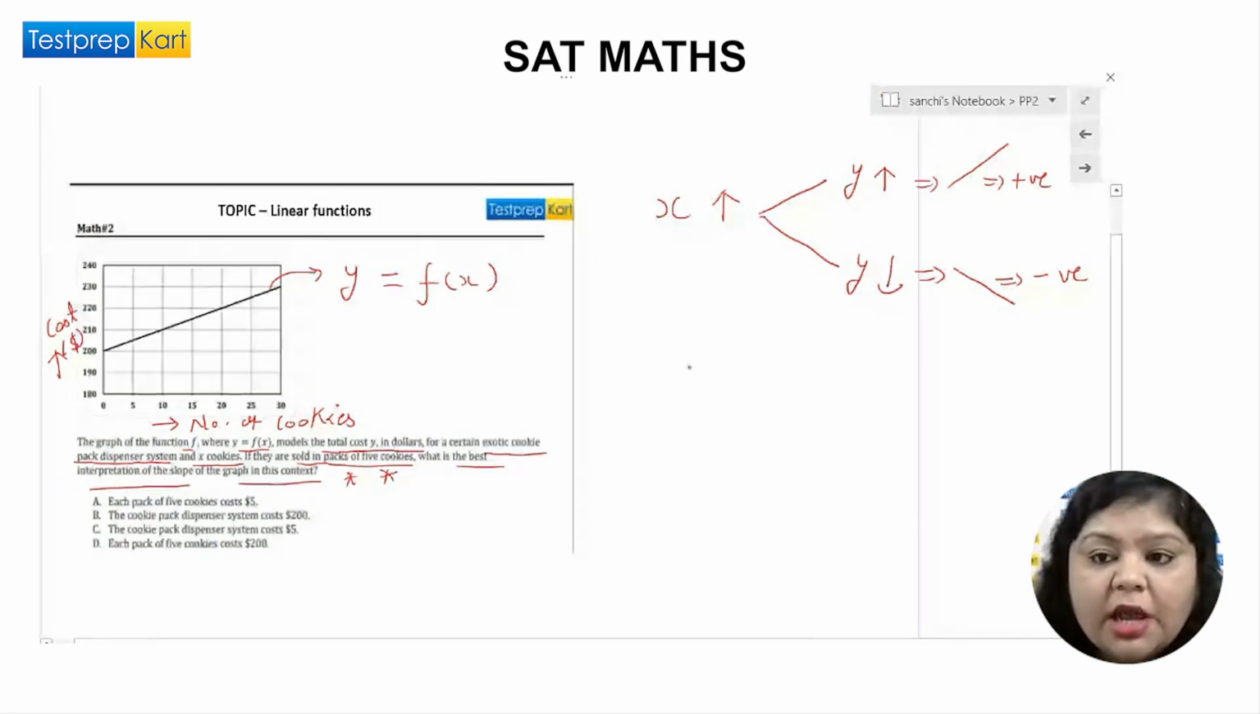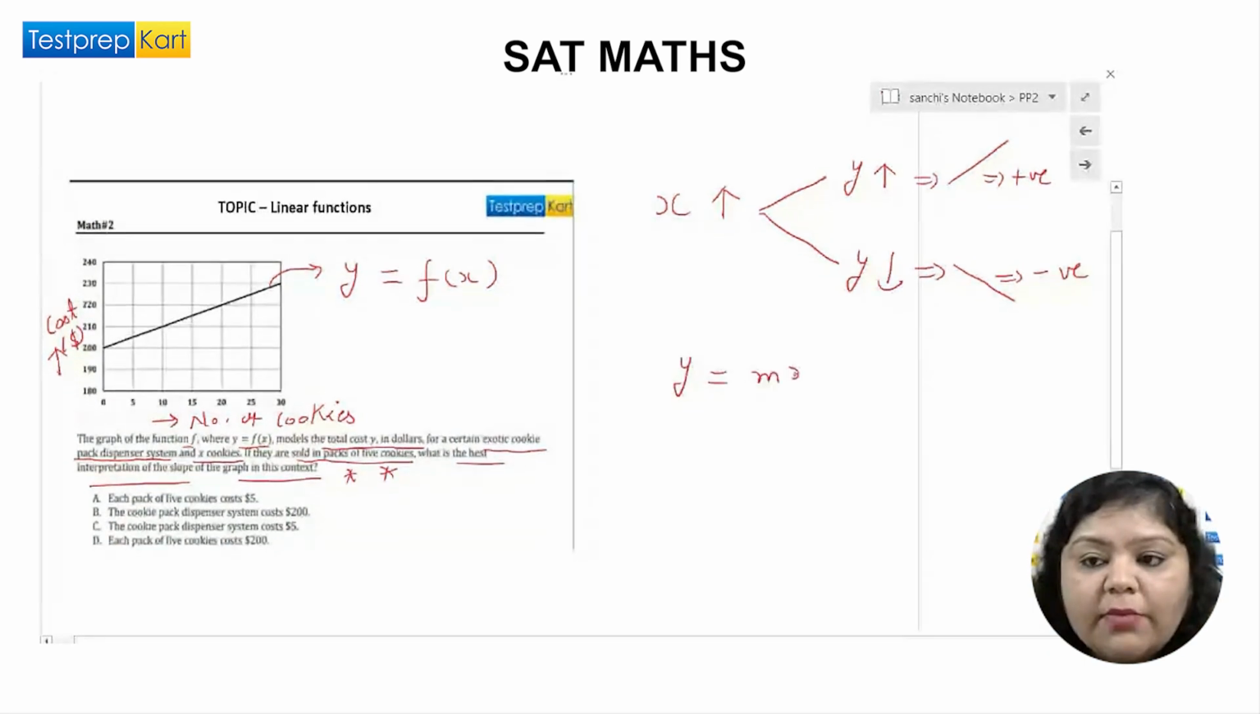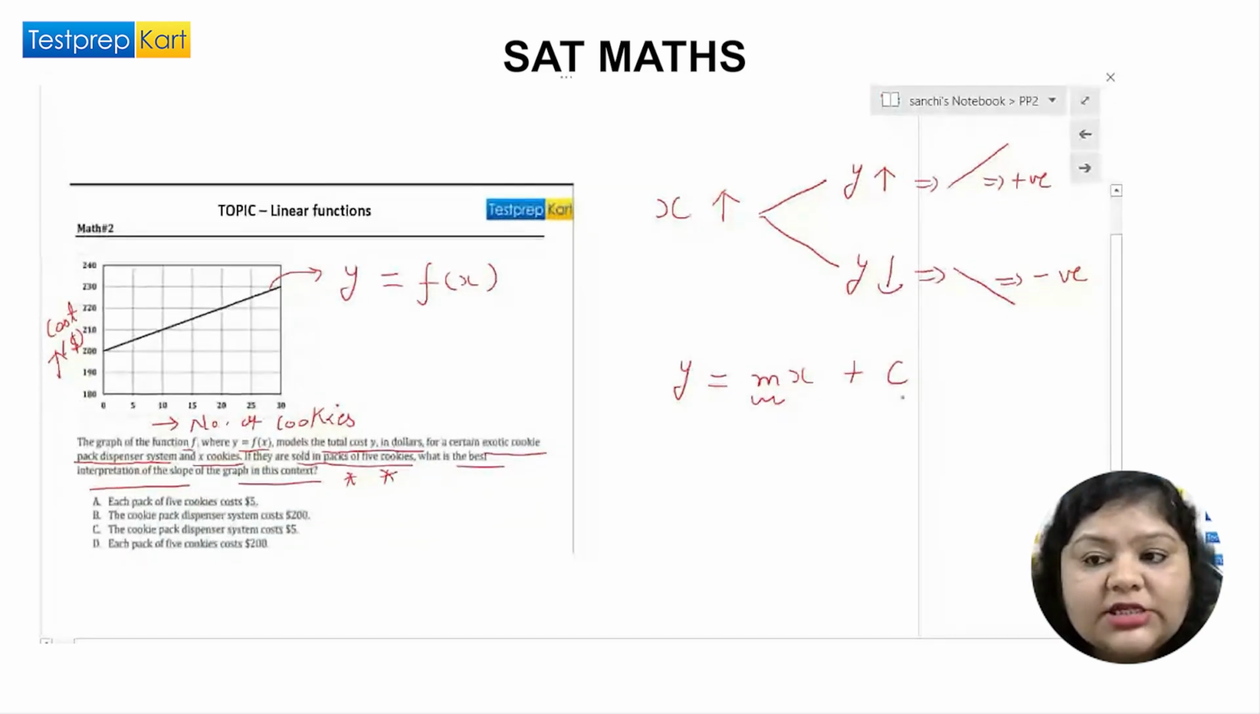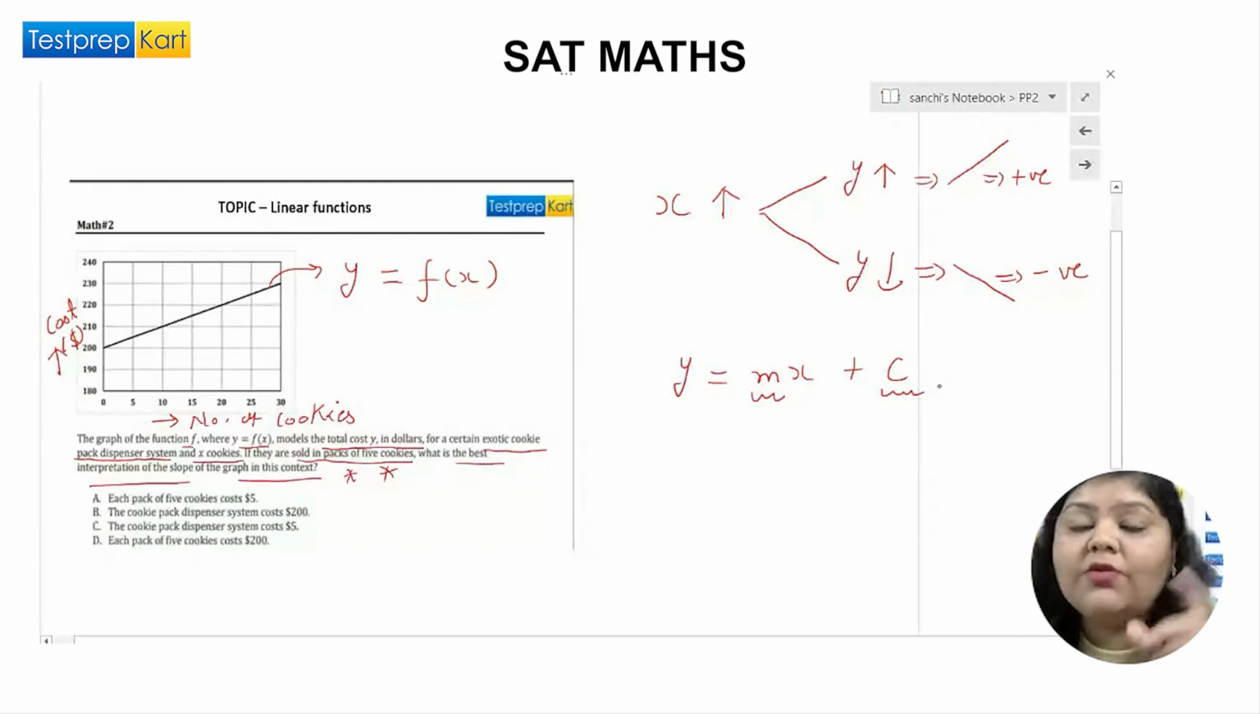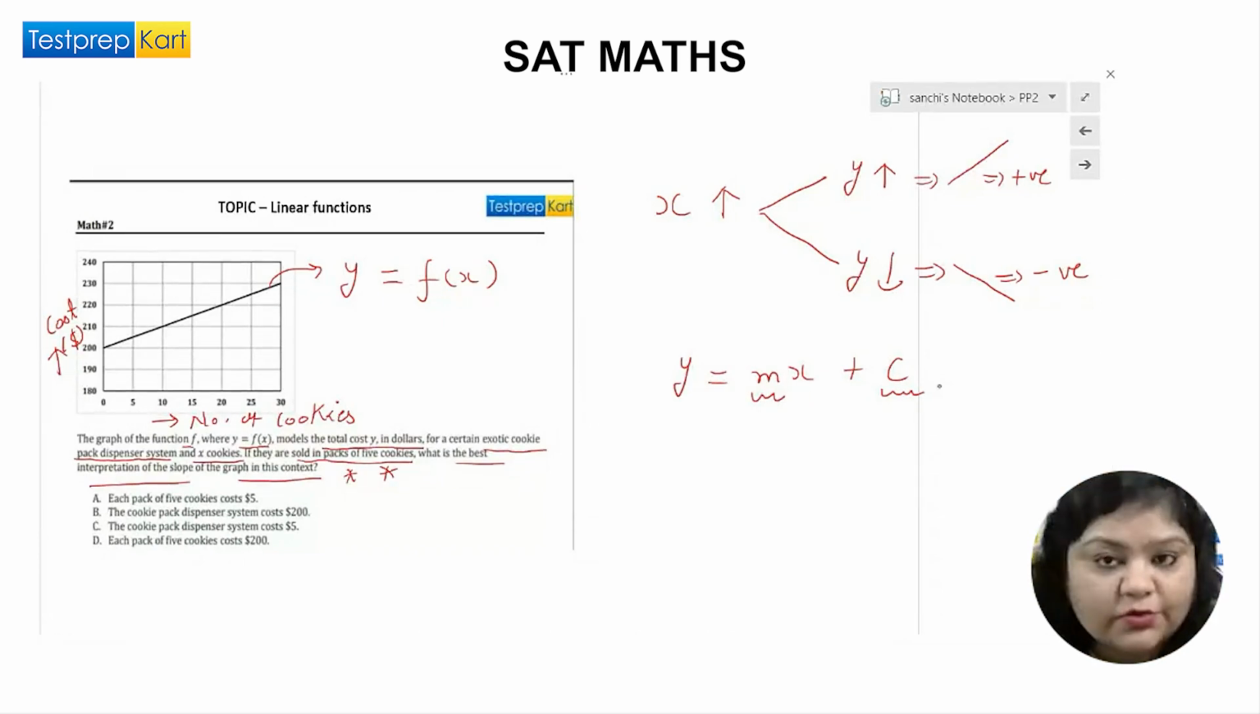Which suggests y equals mx plus c, where m is the slope and c is the y-intercept. Okay, now y-intercept means what? It is the value of y when x equals 0. That means whenever the x variable is not there, what is the minimum thing that is required in the y variable? That is called the y-intercept.